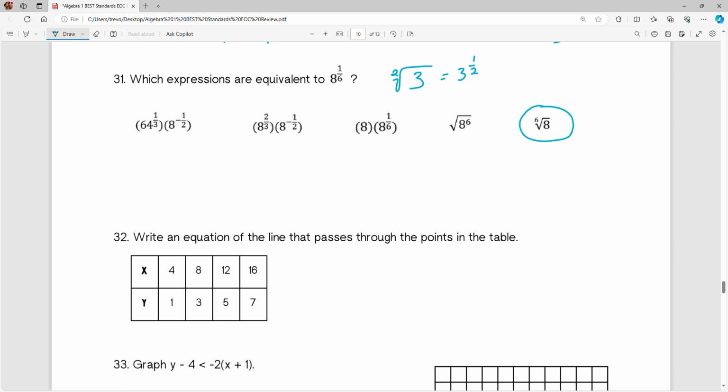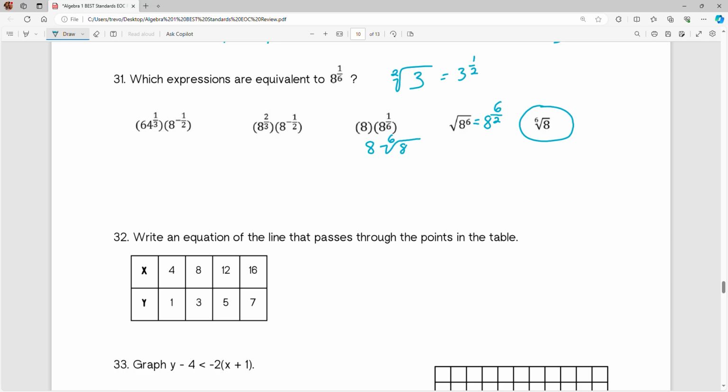And now, if we look at this one, that would be equal to 8 to the power of 6/2. So that's not the same as 1/6. That'd be like probably way more. And this one would be like 8 and then the 6th root of 8. So that would be this, but then times 8. So no, that's not it.